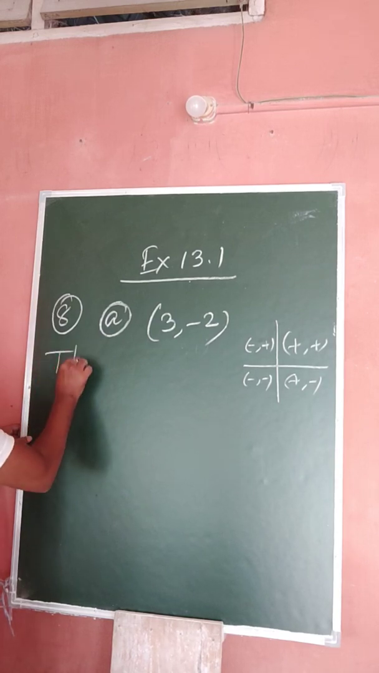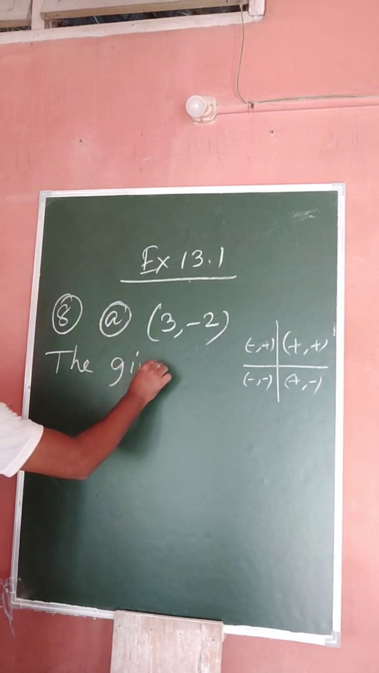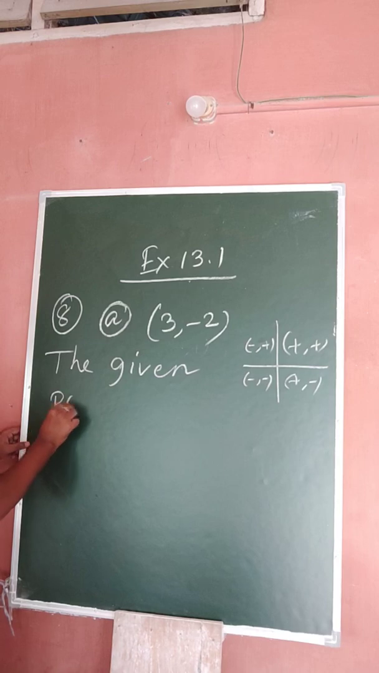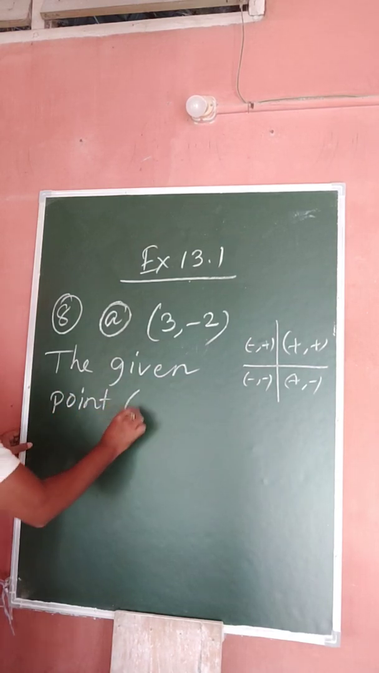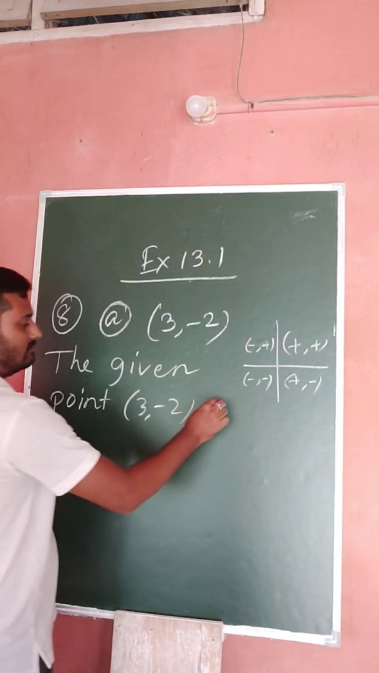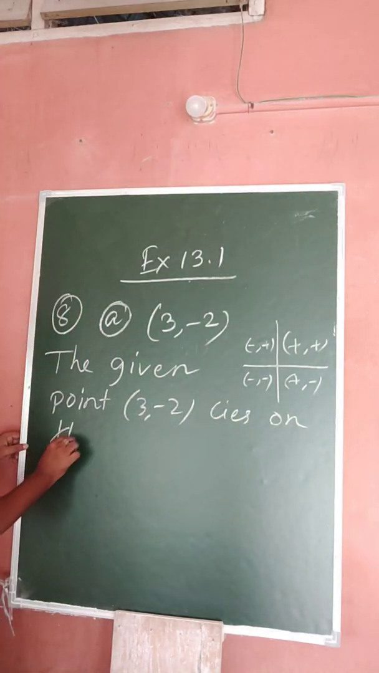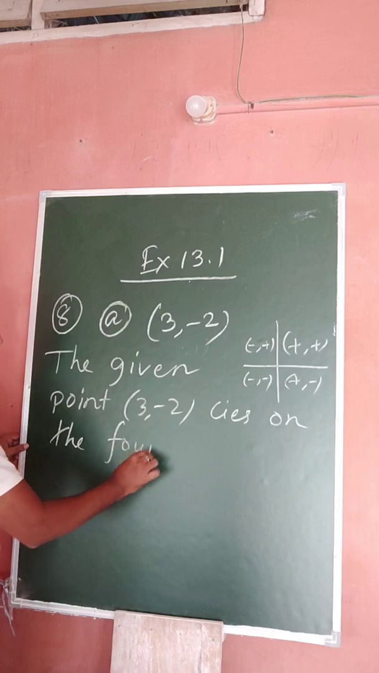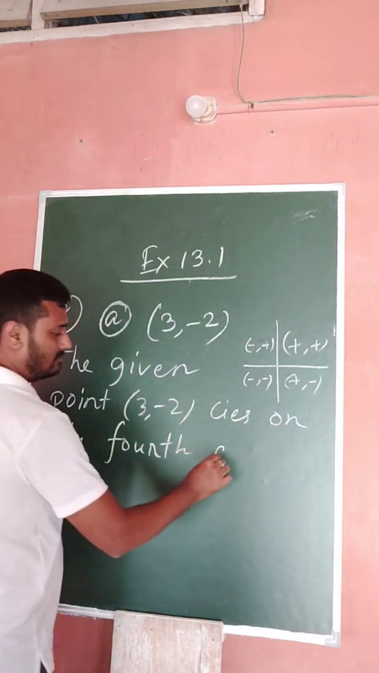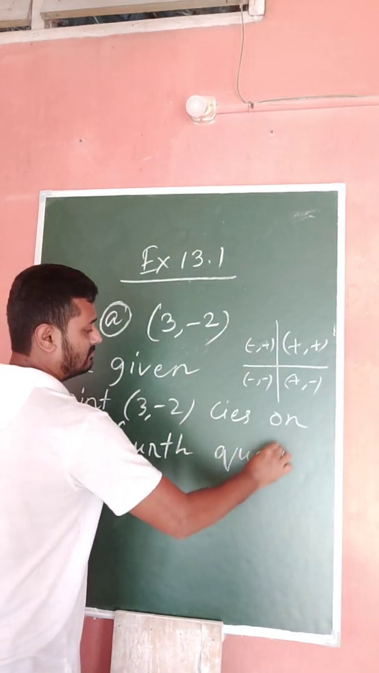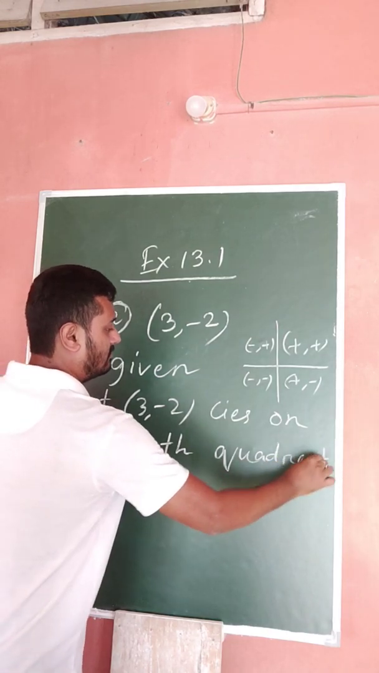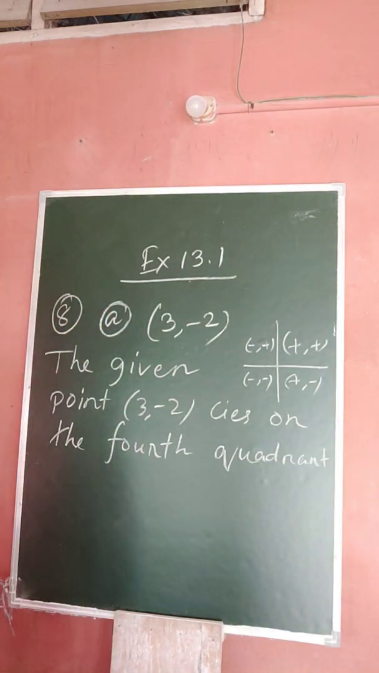So the given point 3, minus 2 lies on the fourth quadrant.